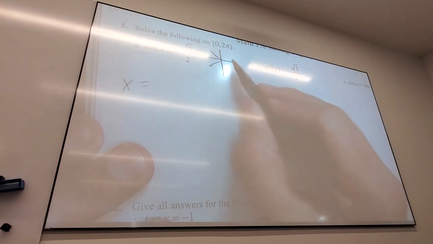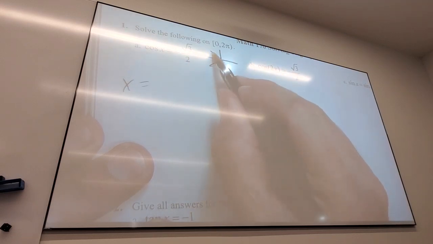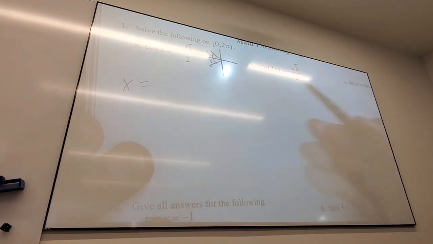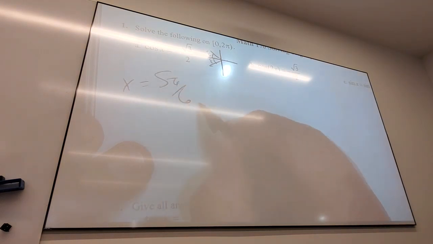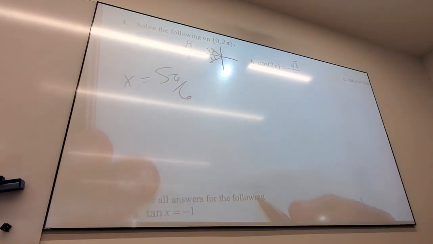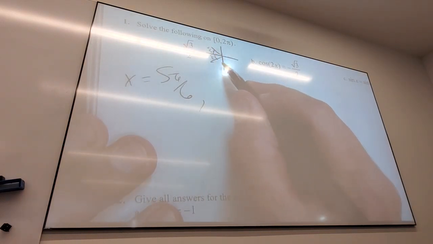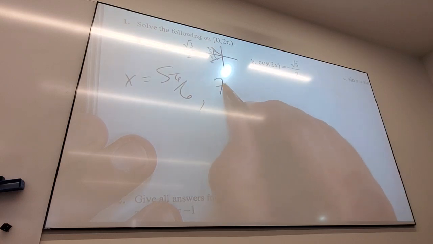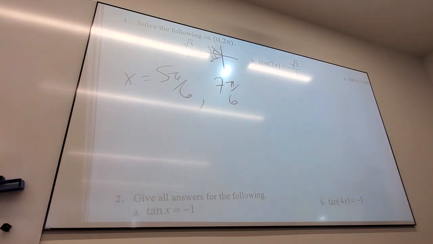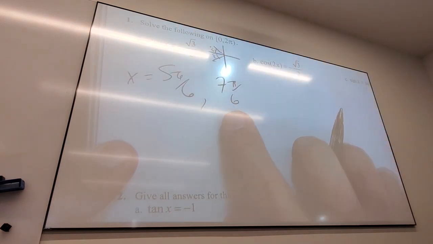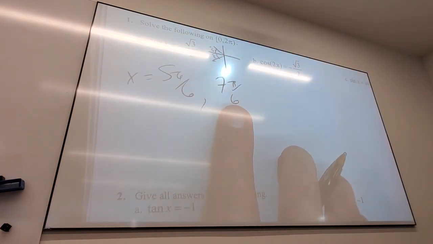Pi over 6, but then I know I'm supposed to be in these two quadrants, so I want to be pi over 6 before pi and pi over 6 after pi. So what's pi over 6 before pi? 5 pi over 6. That's 1/6 of a pi less than a full pi. What about pi over 6 past the full pi? 7 pi over 6. Now, if I would have just said solve, then you would have had to put plus or minus 2 pi k.